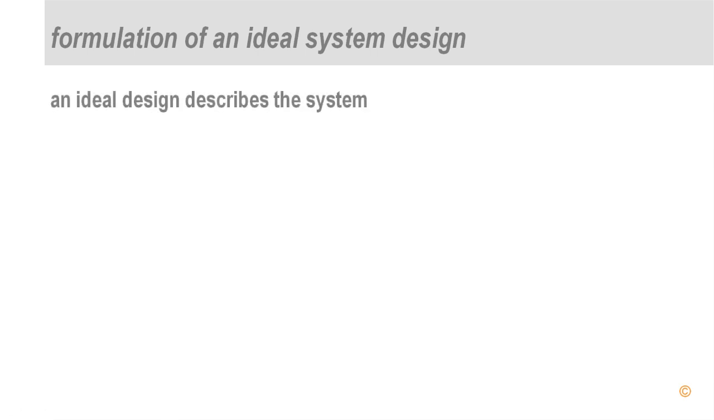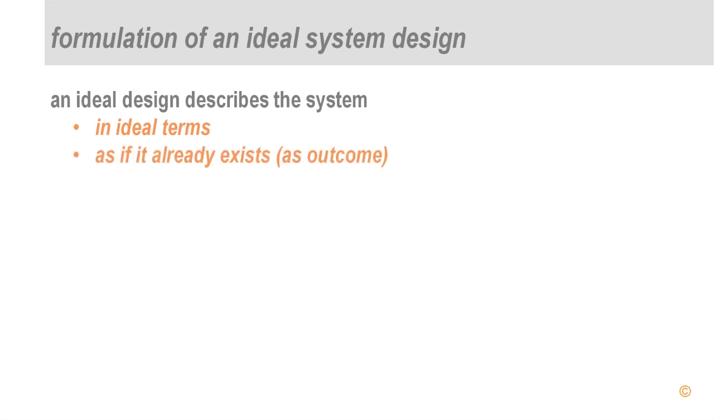An ideal design should describe the system in ideal terms. As we have said in previous modules, the term ideal means that it cannot be achieved. It is timeless. It is universally relevant. Although it cannot be achieved, it can nevertheless be approximated. It should also be formulated as if it already exists as an outcome. So we are not formulating it would be nice to have or the design should be like this, but we say the design is like this.